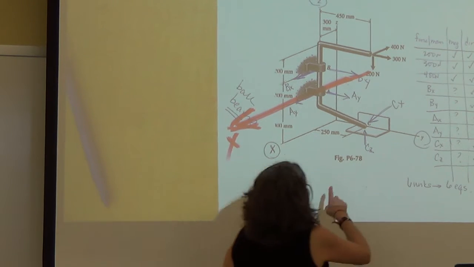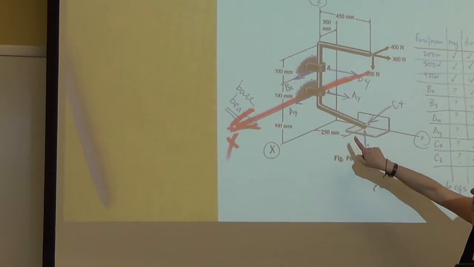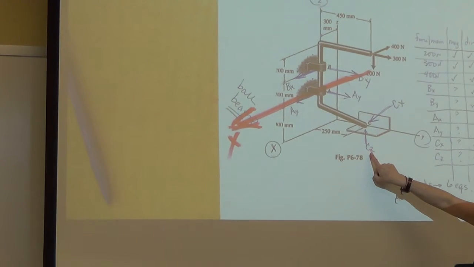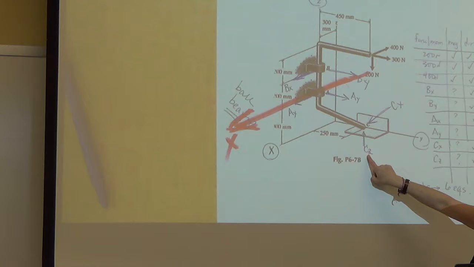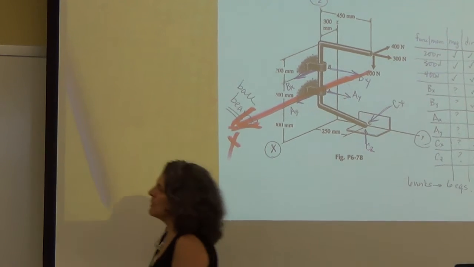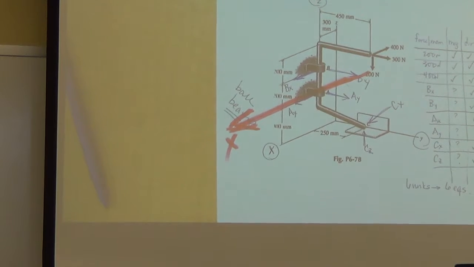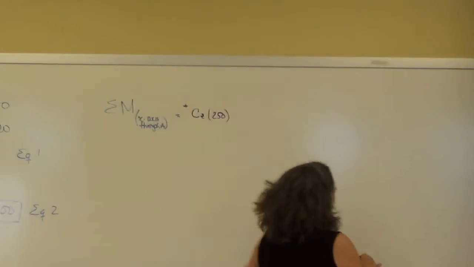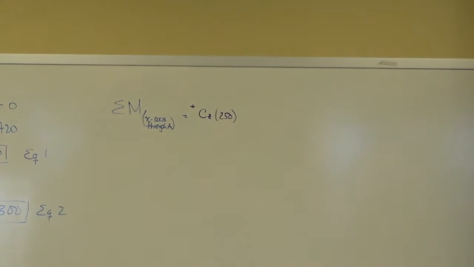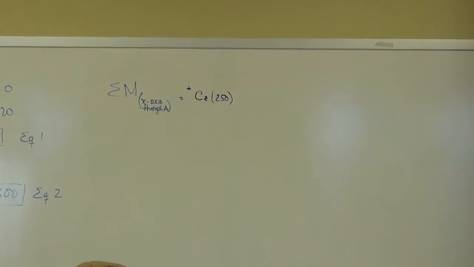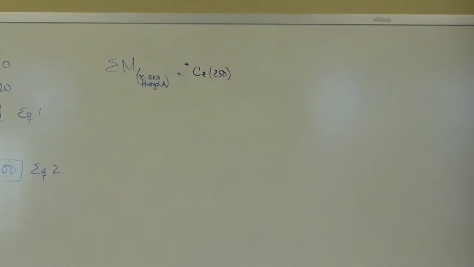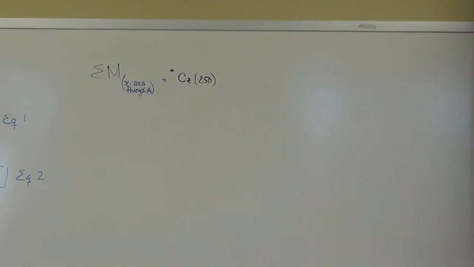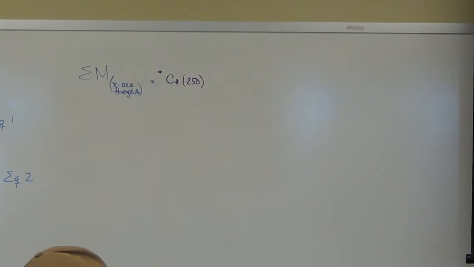Okay. So, does Cz create a moment about that x-axis, the red lines? Yeah. So what is it? Cz times 250. Positive or negative? Positive. Okay, how about does Cx create a moment about that? Why not? Parallel. Okay. How about does Bx create a moment? Parallel. How about By?